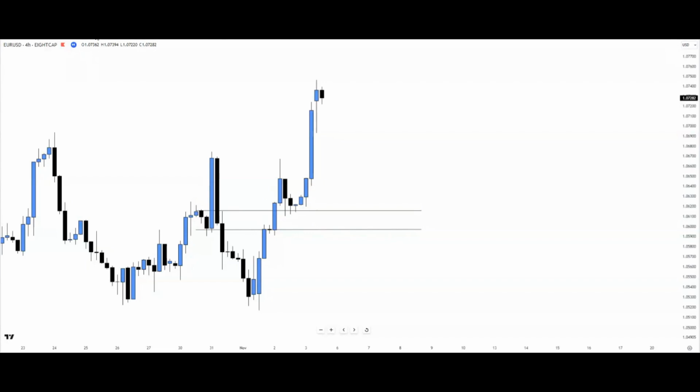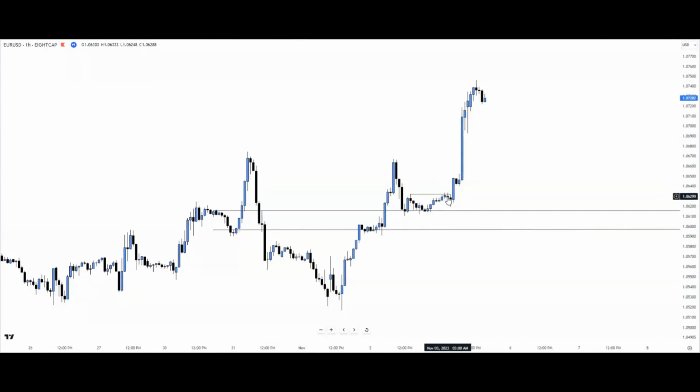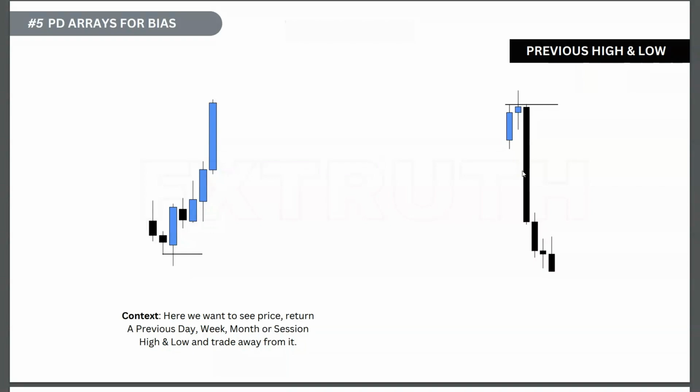Or you could actually use the 1 hour and you can see we had a break of structure, and the moment price gave us this good momentum, here could be your entry and you could be looking to exit above this particular high. So next will be the previous high or previous low.